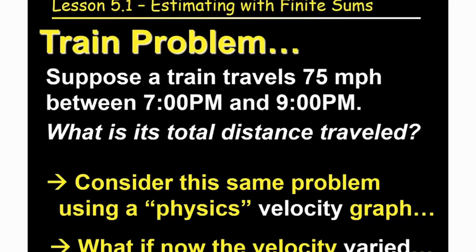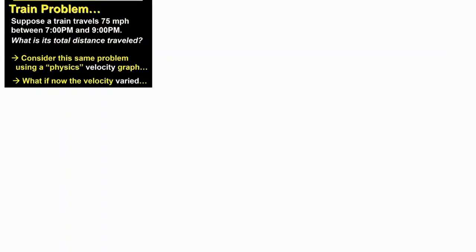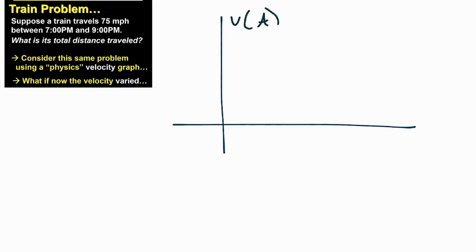But what if the velocity varied? What if it was honestly a little bit more realistic? What if my velocity graph wasn't just a box? Maybe the train sped up. Maybe the train slowed down. Is there still an area? Well, 100% yes, there's still an area.